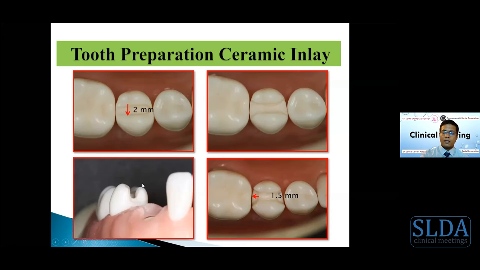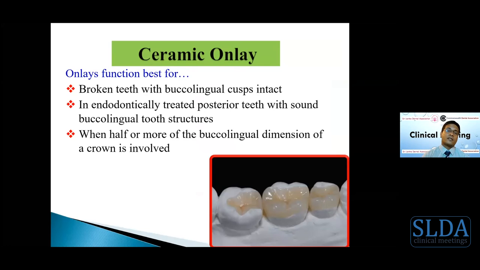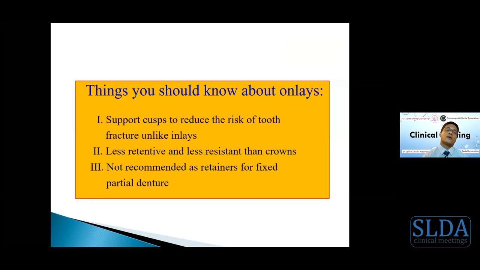And when it comes to ceramic inlay, they function best for broken down teeth with buccolingual cusp intact, and for endodontically treated posterior teeth with sound buccolingual tooth structures. And also when half or more of the buccolingual dimension of the crown is involved. And you should always keep in mind that unless you embrace cusps and hold them tight to reduce the chance of tooth fracture. And retention and resistance form is less than crowns as they don't go up to full height of the tooth crown. And since they might not resist additional forces placed on the abutment, they cannot be used as retainers for fixed partial dentures.